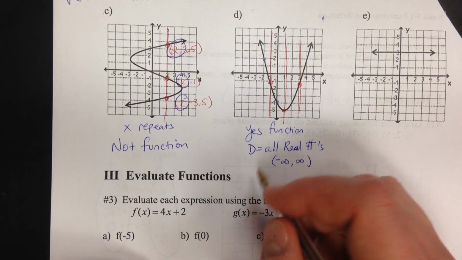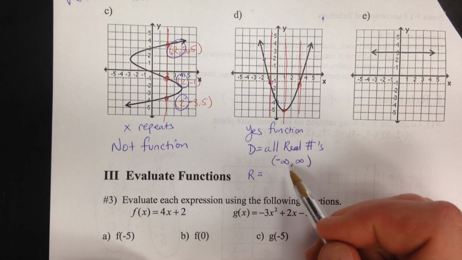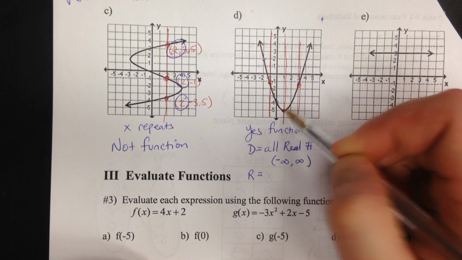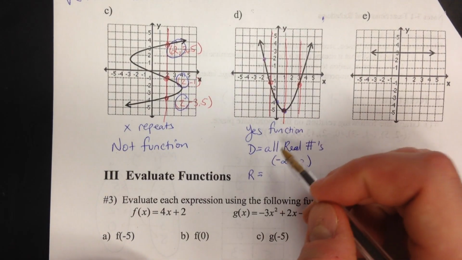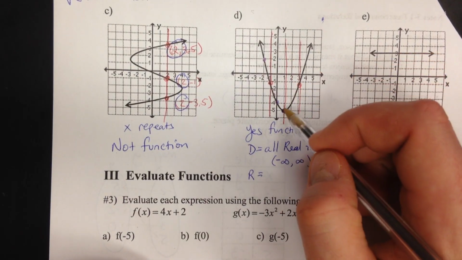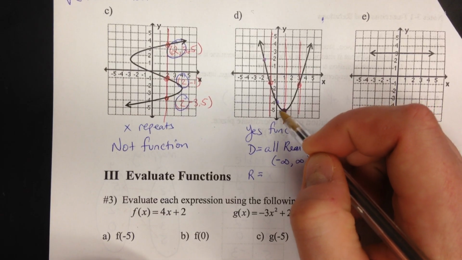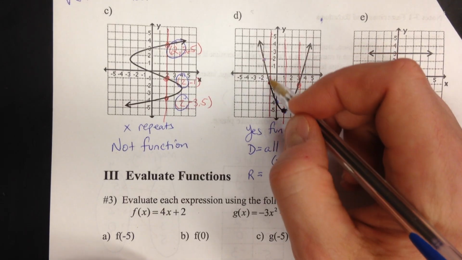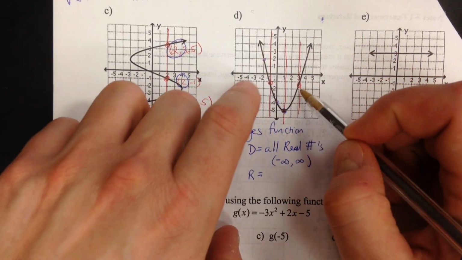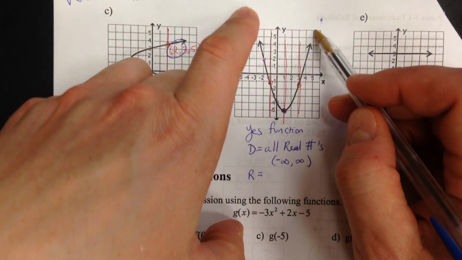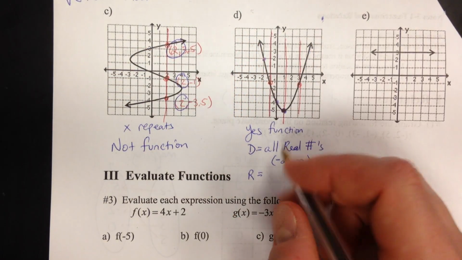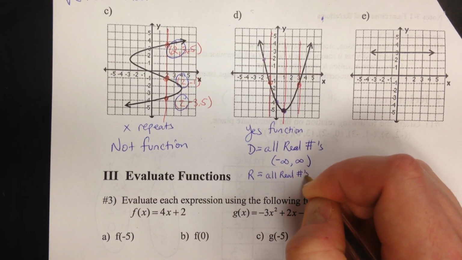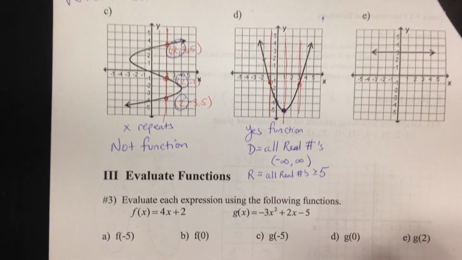Now we also want to do the range. Range is the lowest to the highest. So if we come down here, how low does our graph get? Here's the lowest point. Range is y values. So the question is, what's the y value at this place? The y value, this is negative 5 right here. So it goes down to negative 5 and then it comes back up. The arrows mean it's going to keep going up all the way to infinity. So the range is all real numbers greater than or equal to negative 5.